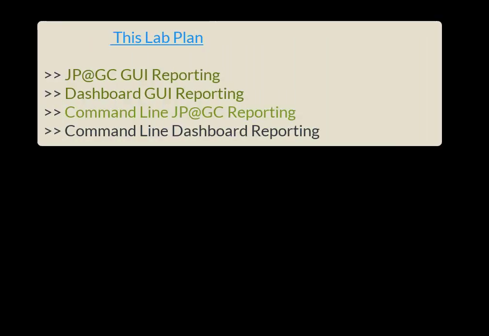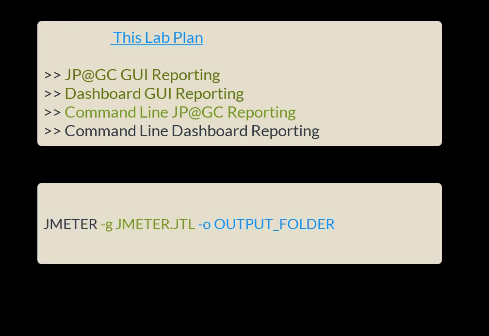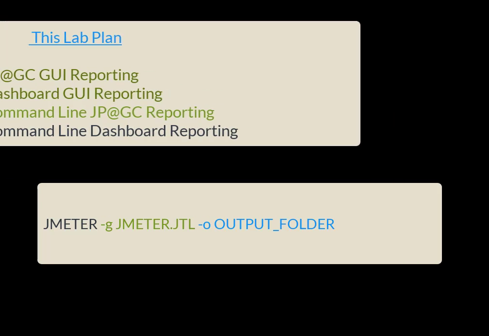The final command line reporting dashboard. We talked about the command line or command prompt option for producing the dashboard report graphs. This is an alternative to using the IDE dashboard report option. The following command will also generate the report graphs. It starts with jmeter -g, JMeter JTL file, -o, and some output folder.